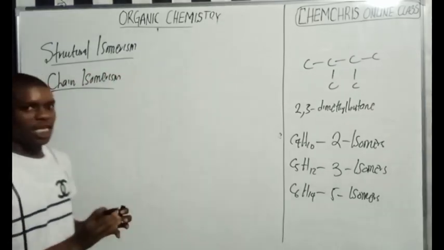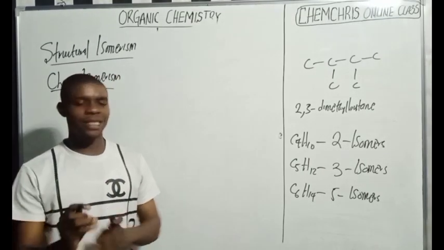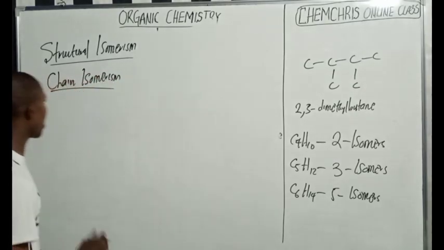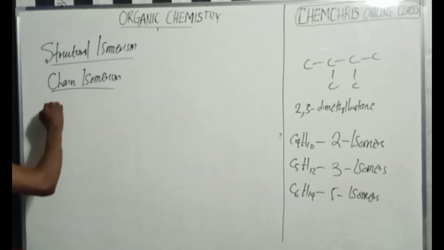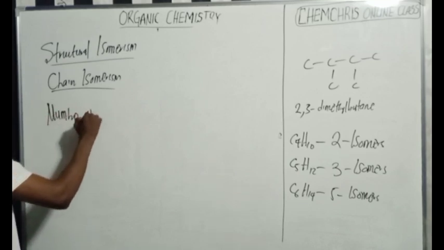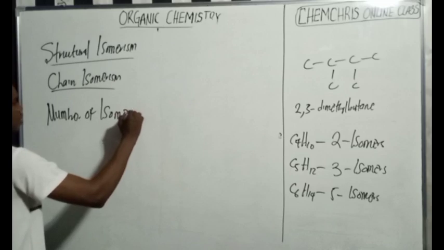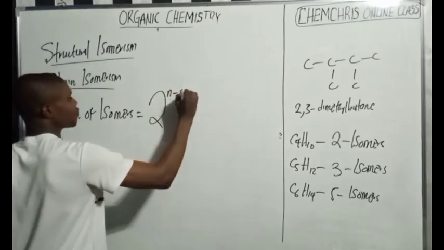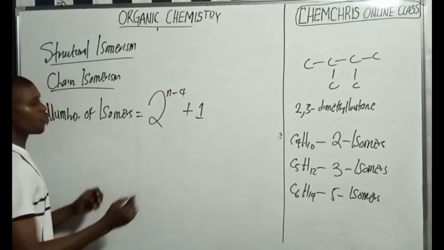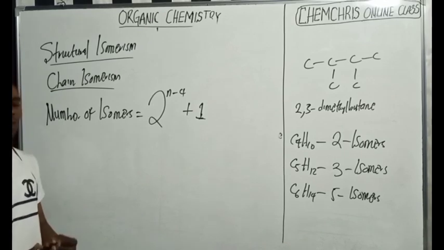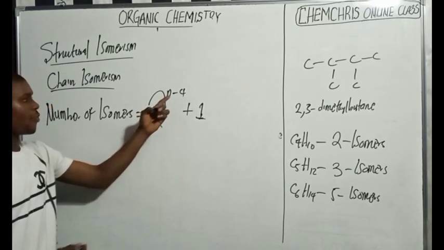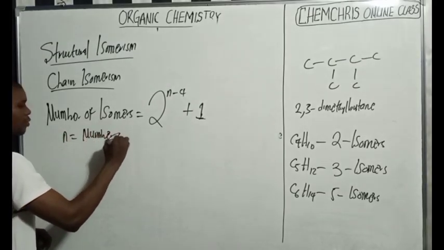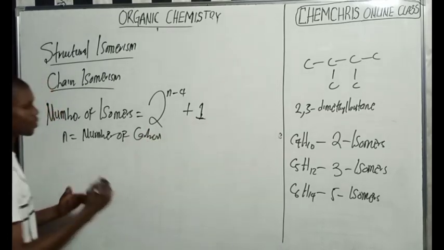Mind you, this formula I'm about to show you only works for chain isomerism, not any other one, and it works for the alkanes only. So you have the formula: number of isomers equals 2^(n-4) + 1. With this simple formula, you can easily get the number of isomers without drawing the structure. Where n equals the number of carbon atoms.